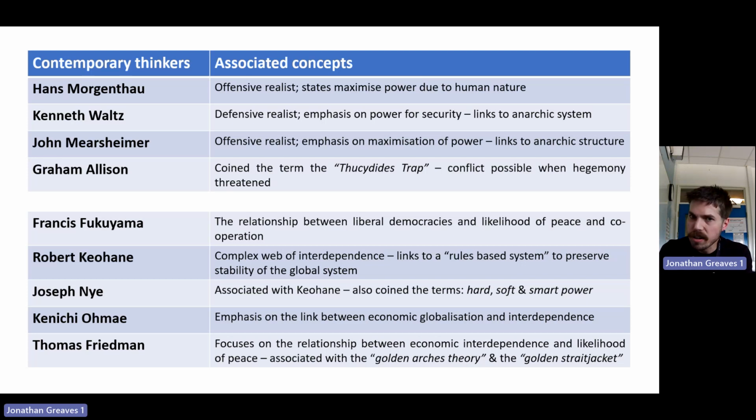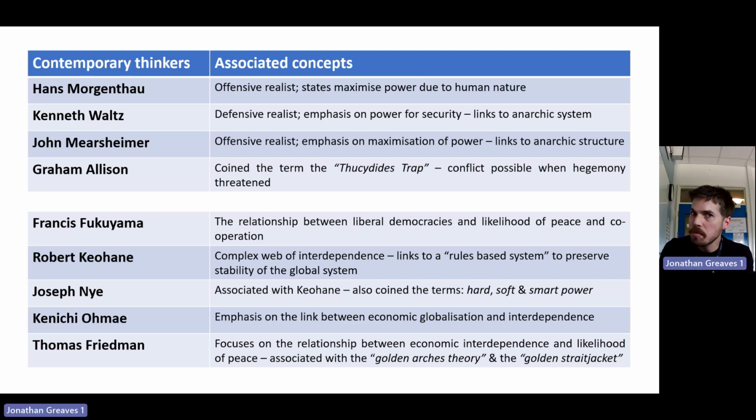Waltz is a defensive realist. So he's not a power maximizer. He thinks that states should accumulate power, but power for security. Someone like Mearsheimer, as a maximizer, thinks that states should accumulate as much power as possible. How much power is too much power? No such thing. But Waltz thinks there is such a thing as too much power. And the priority needs to be power for security.